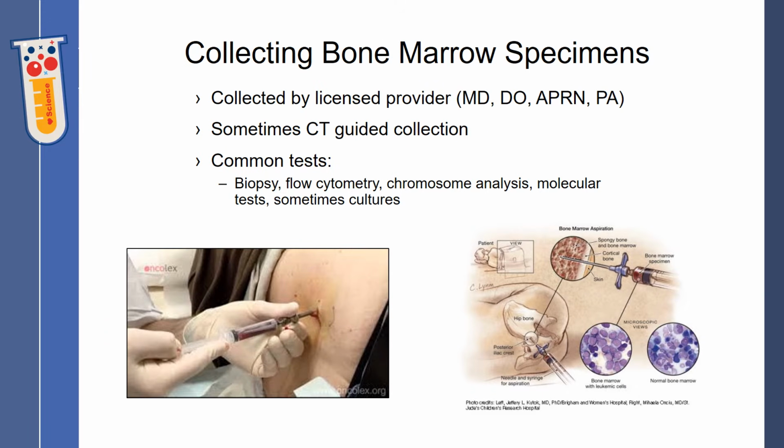Bone marrow specimens are collected again by licensed providers. Sometimes these are guided by CAT scan, so CT guided collection. As you can see in the image on the left, this is not what I would call a comfortable or painless procedure. So again, just like spinal fluid or any of those other fluids that are difficult to collect, you want to treat those specimens very carefully. Tests that are commonly ordered on bone marrow specimens include biopsy. They do chromosome analysis on these, flow cytometry, molecular tests, and then sometimes they will send these for culture.